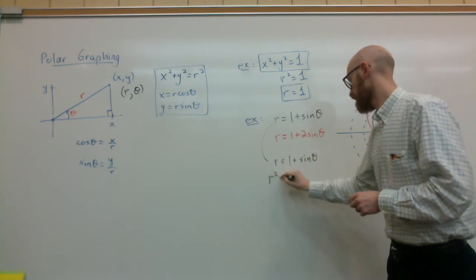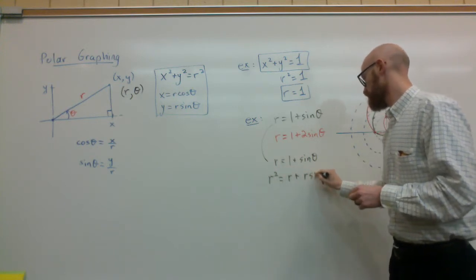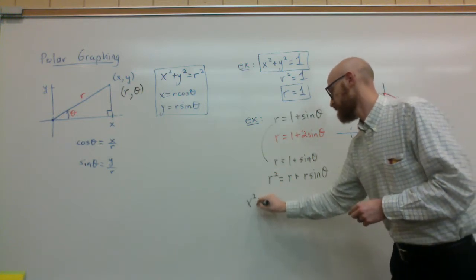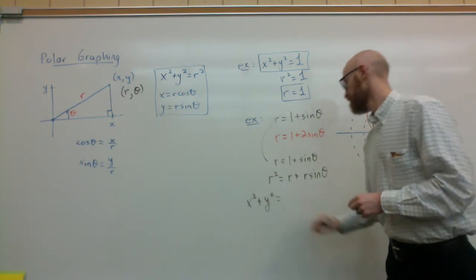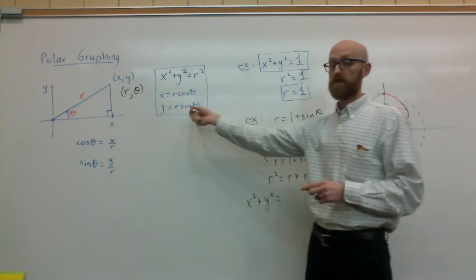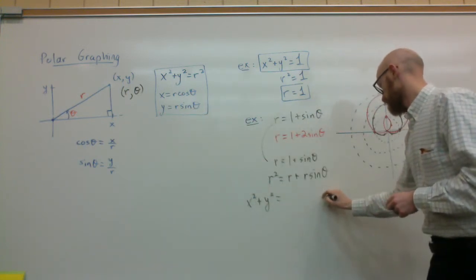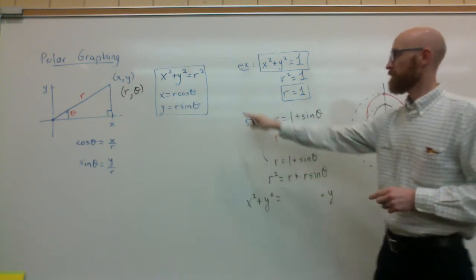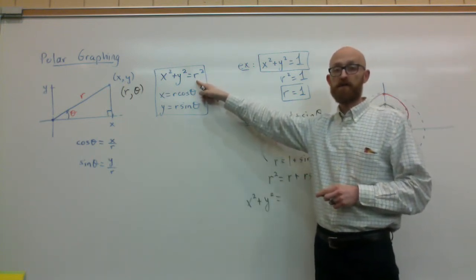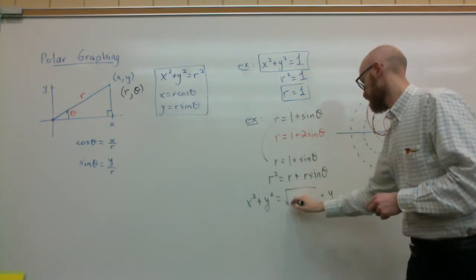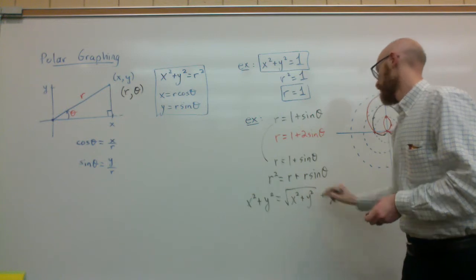So if we multiply by r everywhere, two good things happen. One is you get r squared, and r squared is exactly x squared plus y squared. Another really good thing that happens is that r sine theta happens to be y. So that's plus y. And I've left room here because we need to replace r. Well, if you go back to this equation, r is simply the square root of x squared plus y squared. So we take the square root of x squared plus y squared.